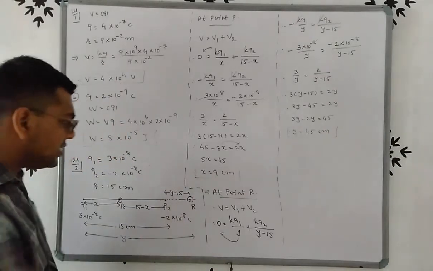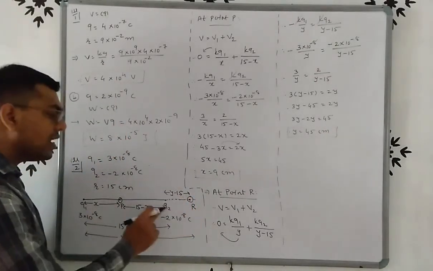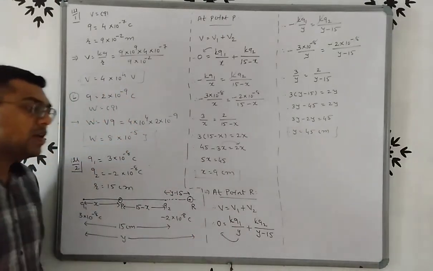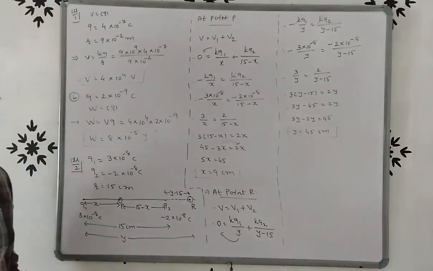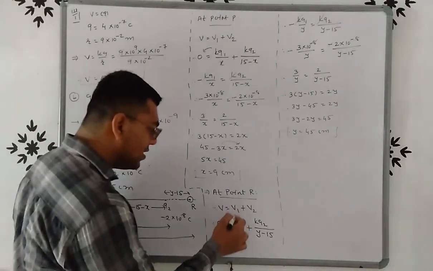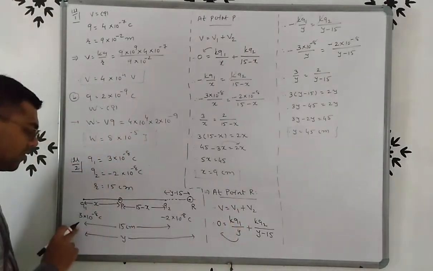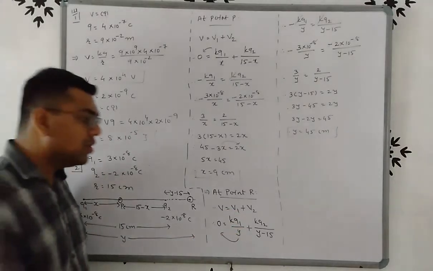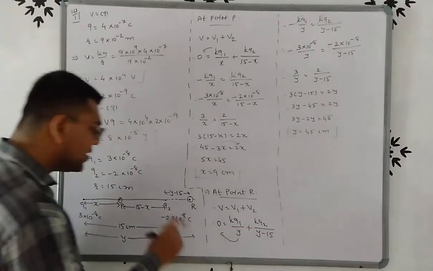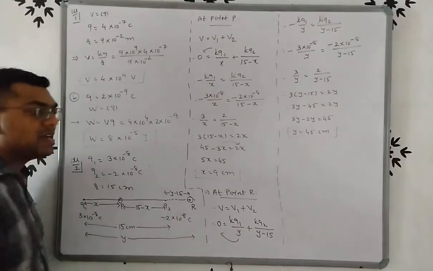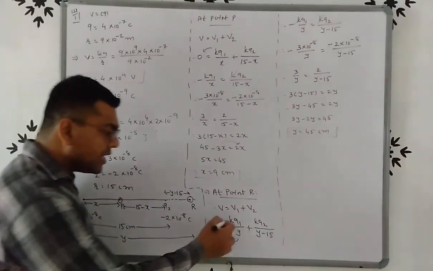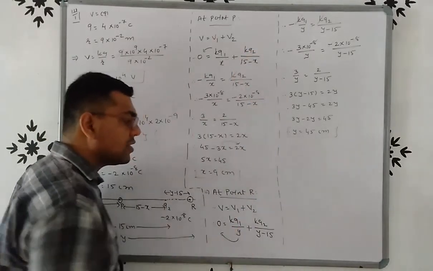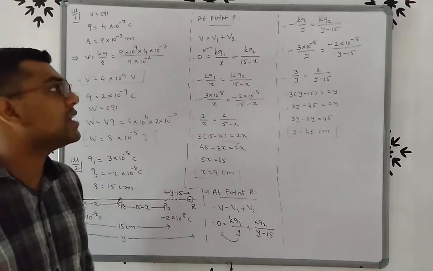So the potential at R is due to charges Q1 and Q2. So total potential V is equal to V1 plus V2. Total potential is 0. So 0 is equal to V1, KQ1 upon the distance between Q1 and R, that is Y, plus V2, KQ2 upon the distance between Q2 and R, that is Y minus 15. So here we take KQ1 upon Y to the left hand side. So minus KQ1 upon Y is equal to KQ2 upon Y minus 15.